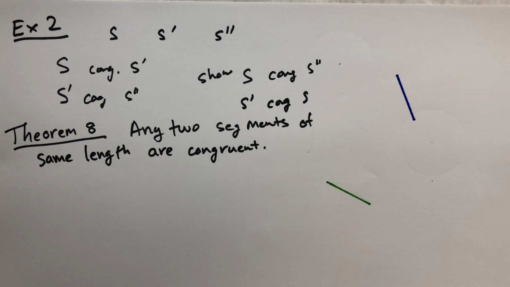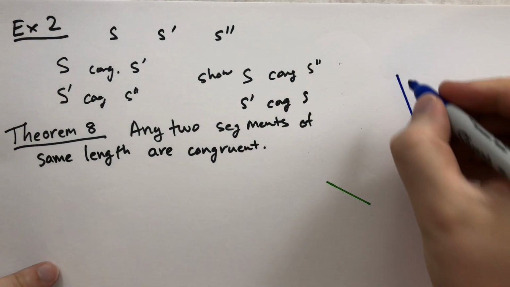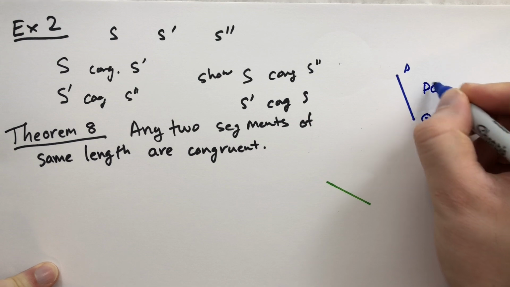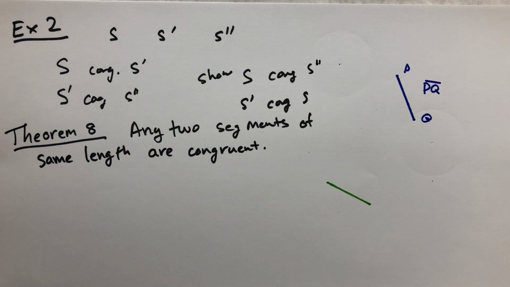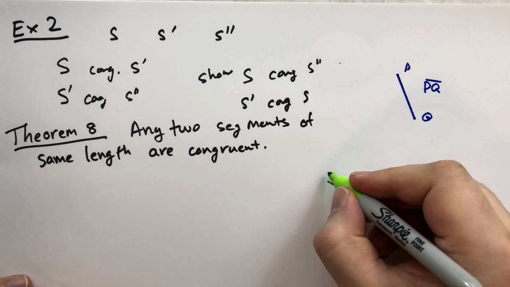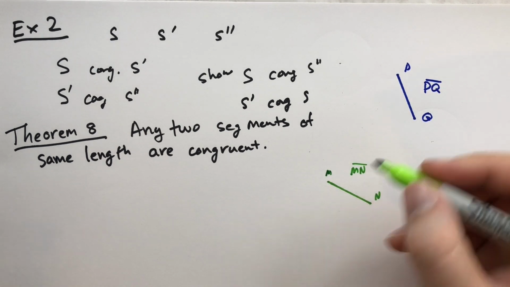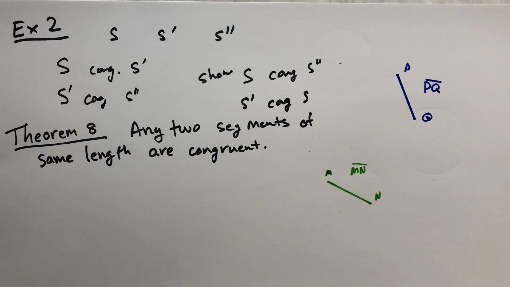All right, let's give them a name. Let's say that this is PQ. This is point P. That's point Q. So this line segment is called PQ line segment. And this is point M here. And this is point N here. And so MN is a line segment. Okay. Now what we're going to do to prove this is we're going to grab our black marker. There we go.